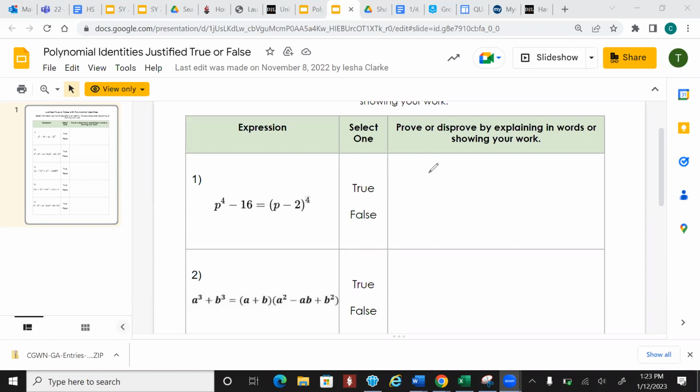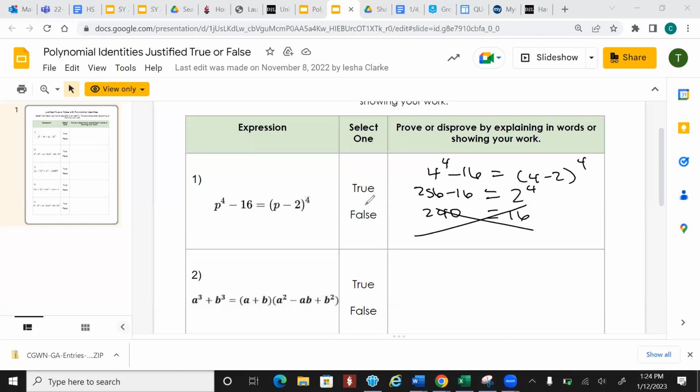4. Okay, 4 to the 4th power minus 16 equals 4 minus 2 to the 4th power. Over here, 4 to the 4th power is 256 minus 16. That's going to give me 240. Over here, 4 minus 2 is going to give me 2. 2 to the 4th power is going to give me 16. Those don't equal, so false.